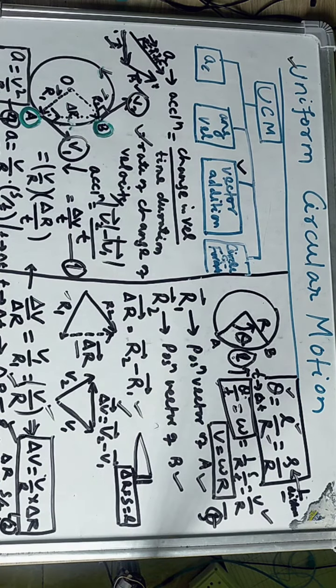Now from this we found that acceleration is v square by r, or we can place the value of v equal to omega r, then acceleration will be omega r whole square by r.